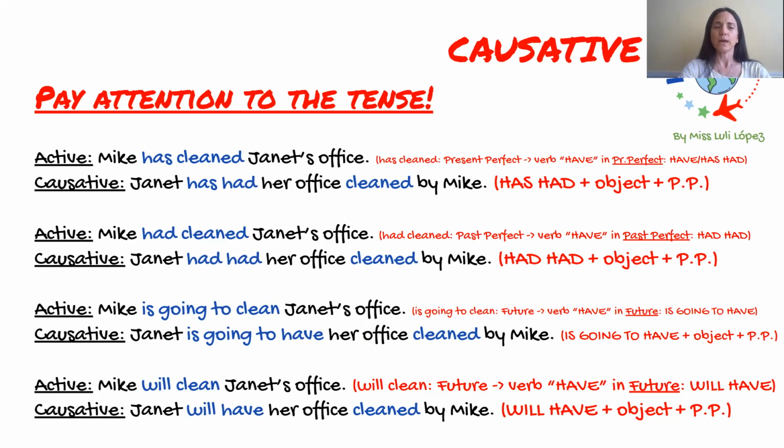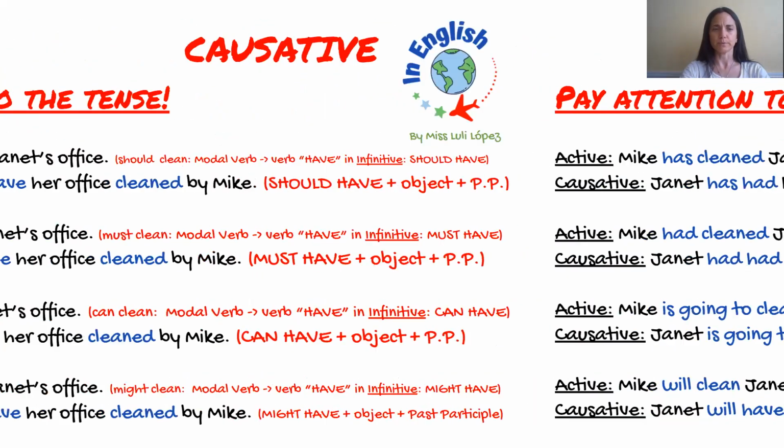If in the active we have Mike will clean Jeanette's office, will clean, which is in the future, means that the verb have will also be in the future, will have. So the causative: Jeanette will have her office cleaned by Mike. So will have plus the object plus the past participle.